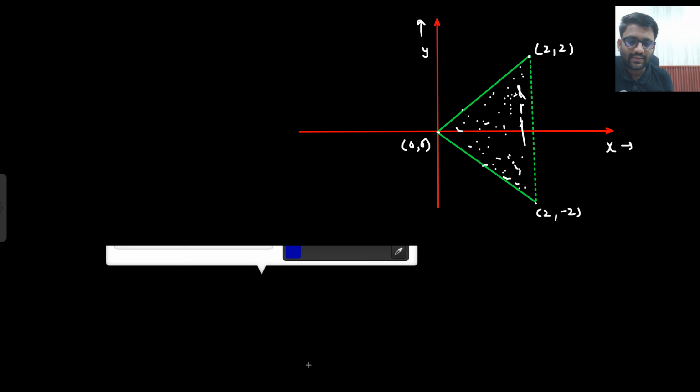So let's just say if I choose this strip. What was the equation of this line? y equals x. And what was the equation of this line? y equals minus x. So here my strip will go, my limit of x will go from y to 2, because here x equals y and on this line x equals 2. So the limit of x is going from y to 2.